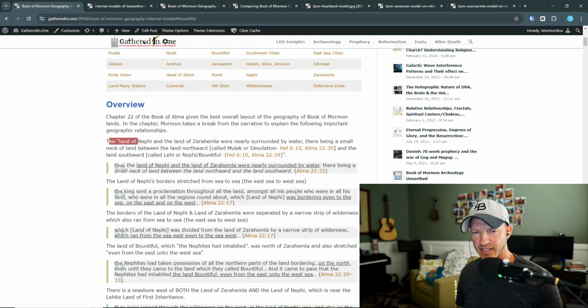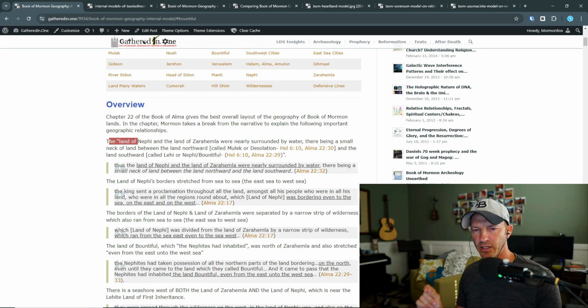In this first section, this is the land of Nephi and the land of Zarahemla. The land of Nephi is where the Nephites first live, the people of Nephi. Then they move to the land of Zarahemla, which becomes the new capital of the Nephites, and then the Lamanites take over the land of Nephi.